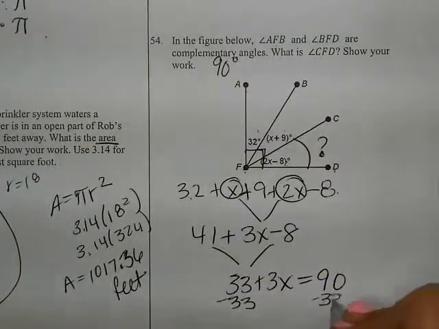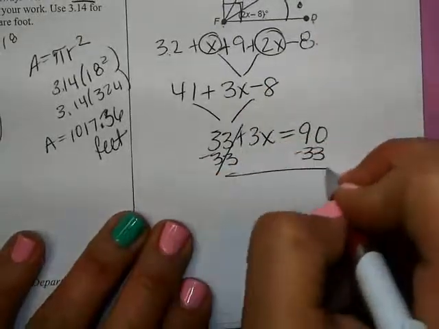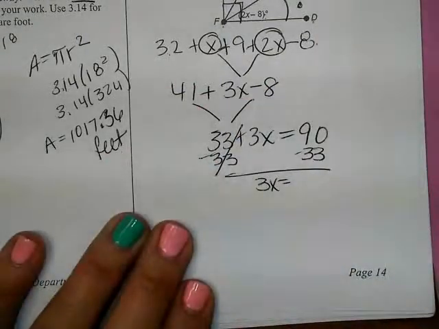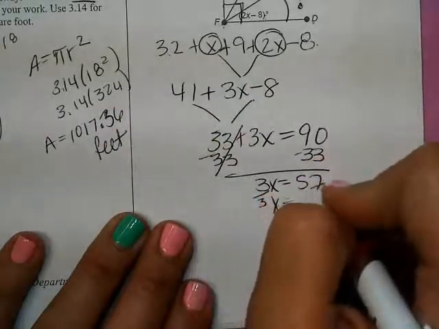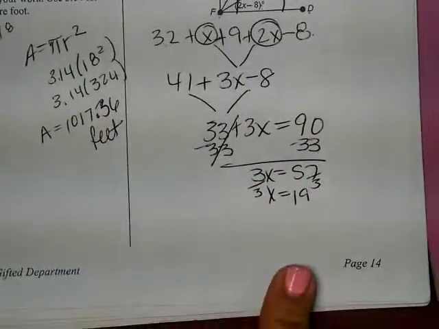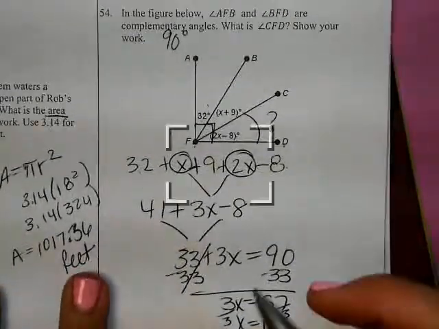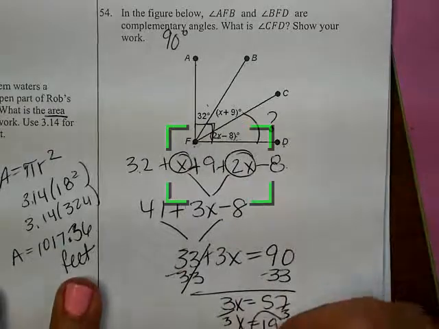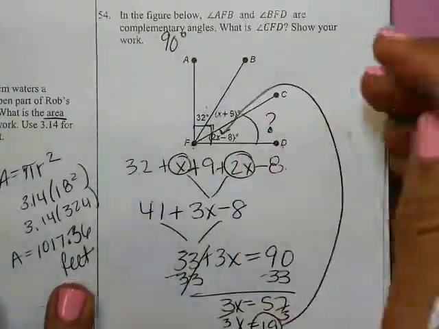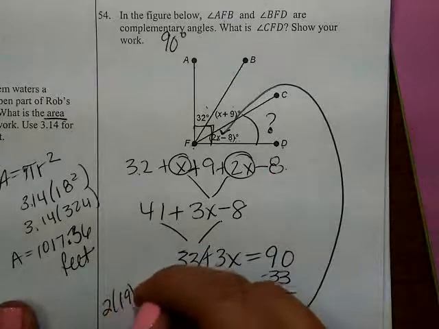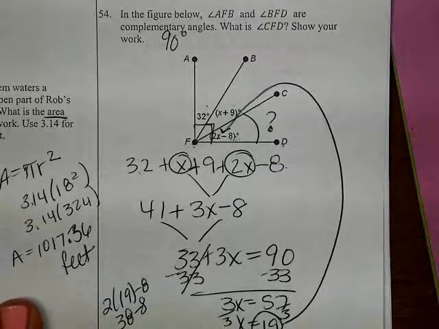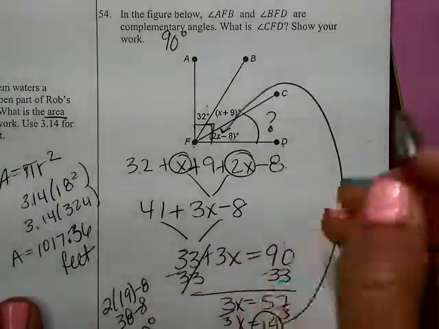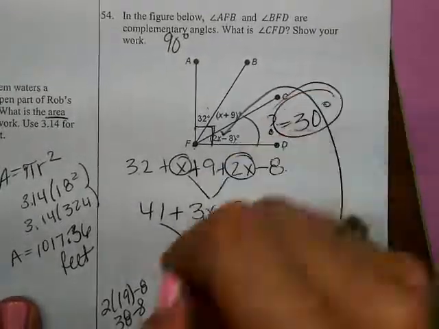Subtract 33 on both sides. Since they're like terms, they don't have x. 3x is equal to 90 minus 33, which is 57. Divide by 3. Divide by 3. X is equal to 19. That's not the answer you're looking for, though. They want you to find out what is 2x minus 8. So you take this x and substitute it in here. 2 times 19 minus 8. 19 times 2 is 38. 38 minus 8 makes this angle 30 degrees.